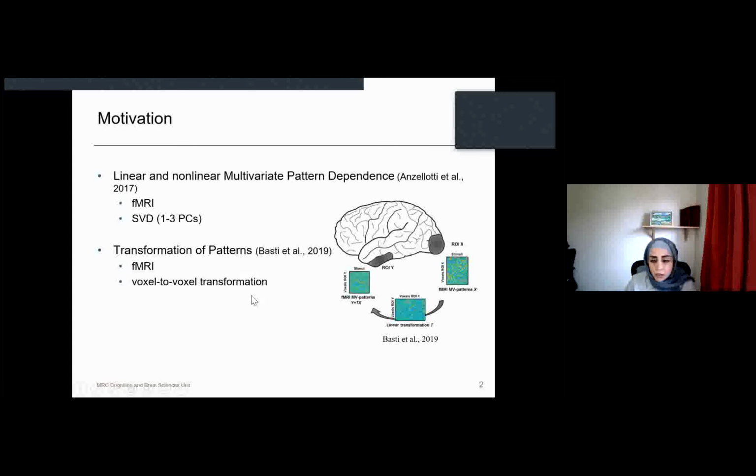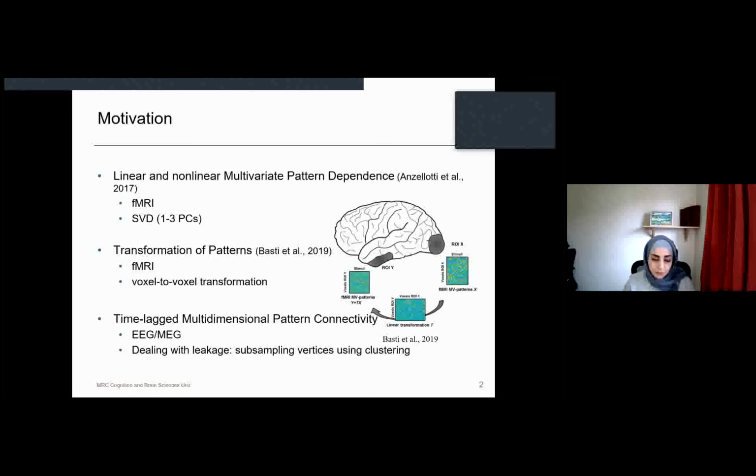What they are trying to do is find out if a pattern like this one in one ROI can predict another pattern in another ROI through a linear transformation like this one. The other point I should highlight is that most multidimensional connectivity methods have been proposed for fMRI, which, despite its very good spatial resolution, is really limited in tracking changes on millisecond scales. That's why we are introducing time lag multidimensional pattern connectivity, which is well suited for EEG and MEG applications.